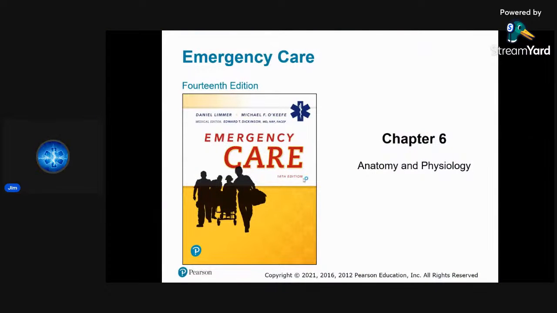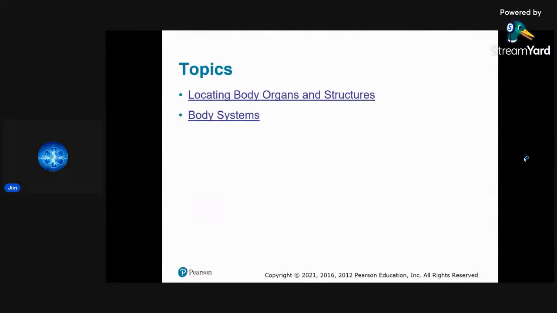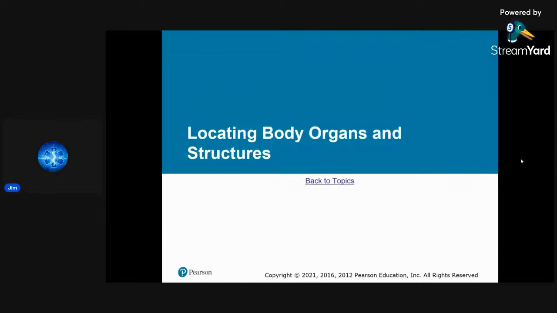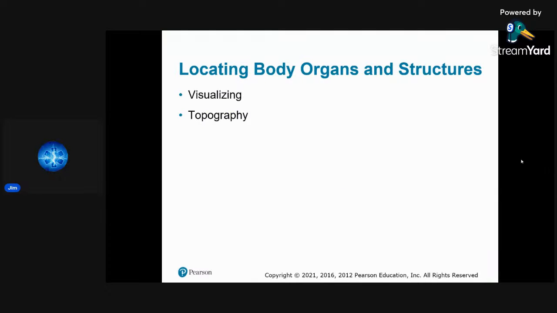I said, Chapter 6, A and P. Topics: we're going to learn about body organs and structures and the body system. Locating body organs and structures. A couple ways we can locate organs: by visualization, seeing this, or topographic, by knowing where it's at, like a map.